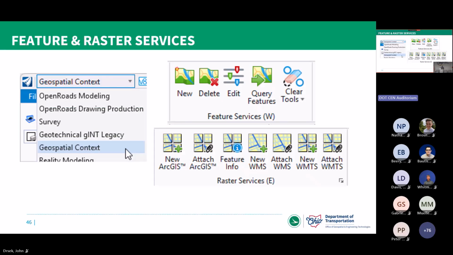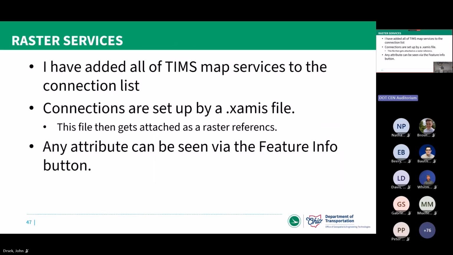So I don't know if anyone had a chance to play around with any of these. This is newer to ORD, these raster and feature services. So in ORD, if you go to the geospatial context workflow, the little drop down, in there you'll see there's a section for feature services, and there's a bunch of buttons for raster services. So I'm going to go over both of them and then show what we set up in a couple of notes.